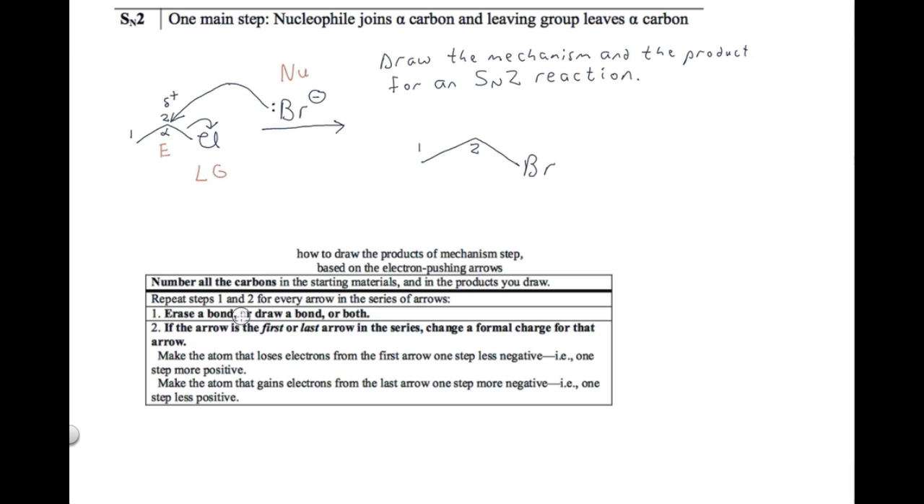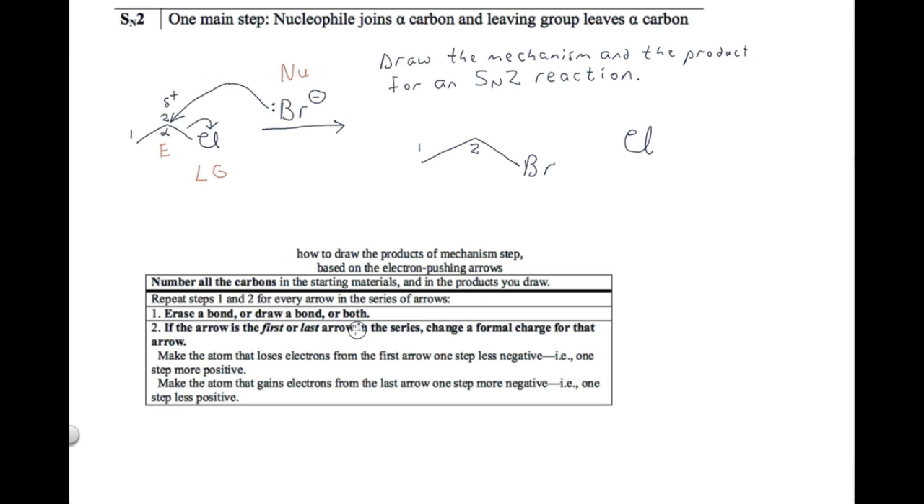So again, we're going to repeat these steps for the next arrow. So for this next arrow, we should either erase a bond or draw a bond or both. And I hope it's intuitive to you that this is an arrow that tells us to erase a bond. This arrow tells us to erase a bond between carbon 2 and the chlorine. And in fact, if you look, you'll see I've already erased the bond between carbon 2 and the chlorine.